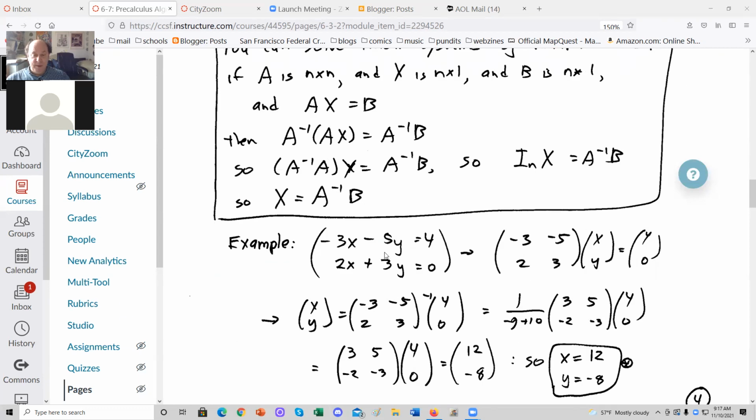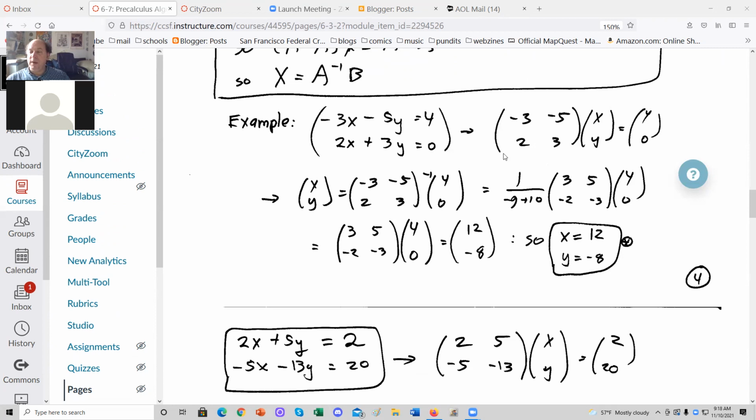For example, let's solve this system. Negative 3x minus 5y equals 4, 2x plus 3y equals 0. We can turn these two into a matrix, negative 3, negative 5, 2, 3, times the column vector xy. Negative 3x minus 5y here, 2x plus 3y here. And then here, we put the column vector 4, 0. So AX equals B. So we multiply both sides by the inverse of negative 3, negative 5, 2, 3. Get xy equals negative 3, negative 5, 2, 3 inverse times 4, 0.